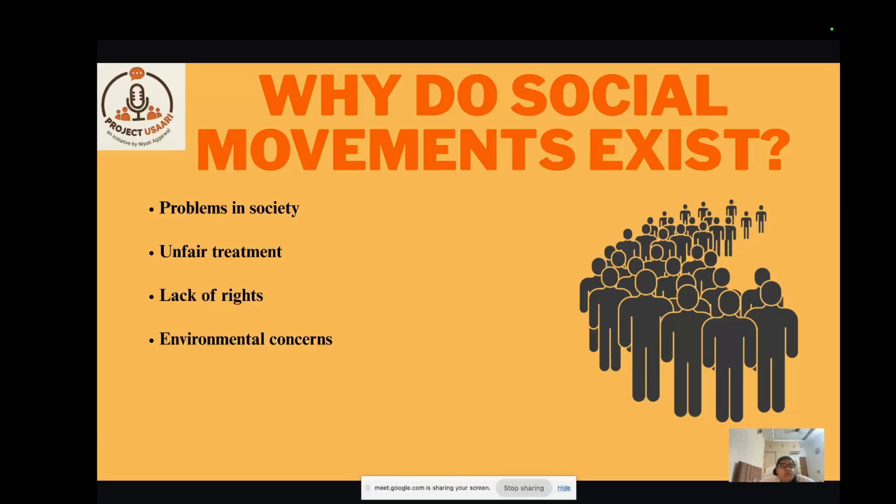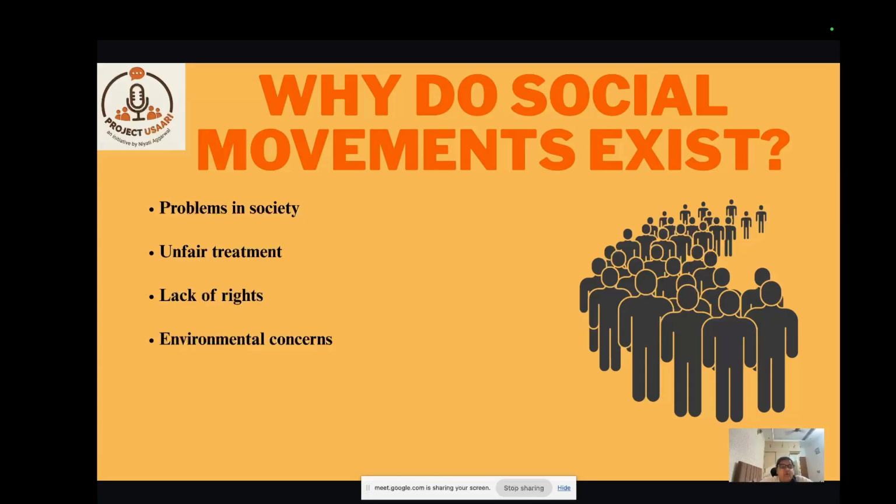Now we have to understand why social movements even exist in society. Firstly, problems in society. There are issues that affect a lot of people and groups, which make their lives unfair, difficult or unsafe, because of which social movements are there to help these people. For example, the LGBTQ community is often considered one of the most vulnerable communities, because they are still minorities in many countries, because of which they generally feel unsafe or feel that they are being treated unfairly.